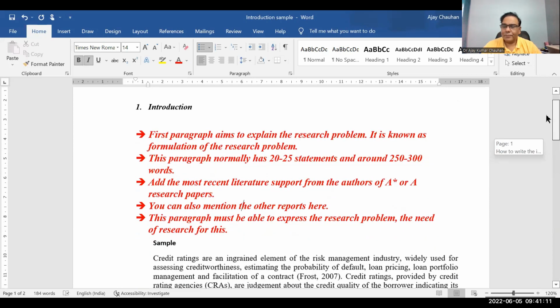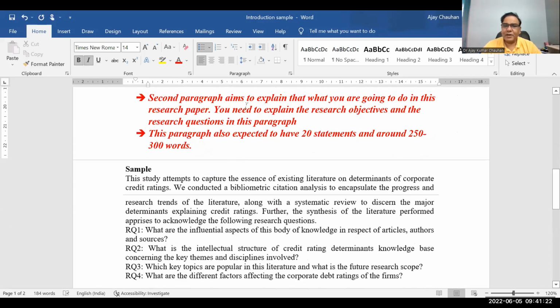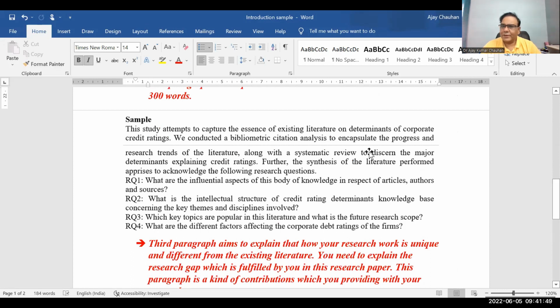Because first of all, after selecting the problem, you have to write this introduction section. The second paragraph aims to explain what you are going to do in this paper. So after explaining the research problem, now you have to discuss what you are going to do in the research paper. You need to explain the research objectives and the research question in this paragraph. This paragraph is also expected to have around 200 to 250, or 300 words, like this.